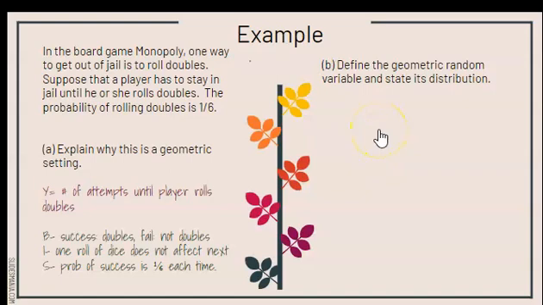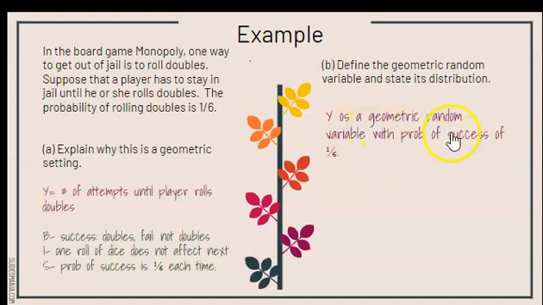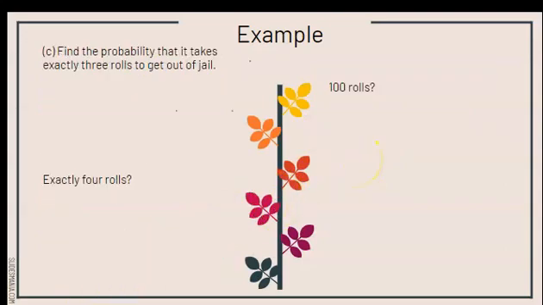So B says, define the geometric random variable and state its distribution. So I would say, y is the geometric random variable with a probability of success of 1 out of 6. So notice I define it and state the probability of a success in this question.